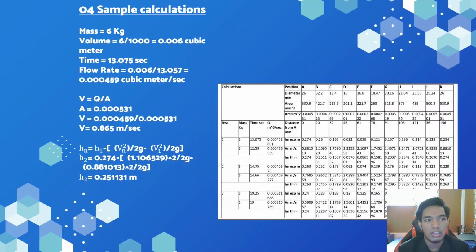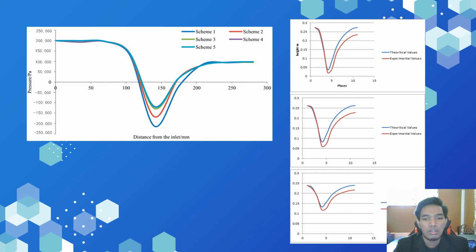And then, this is the sample calculations, where we used the equations from the previous slide of the Bernoulli equations. We calculate the experimental data, and then we calculate the theoretical data, and we compare them to see whether they are the same or not. Alright, so here as we can see, these are the data samples.